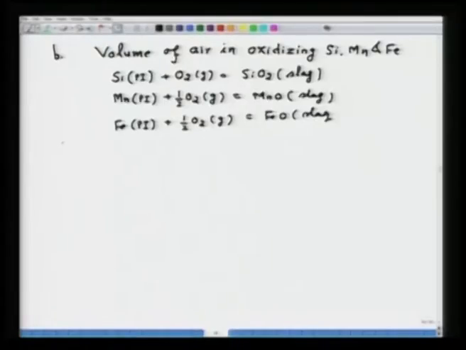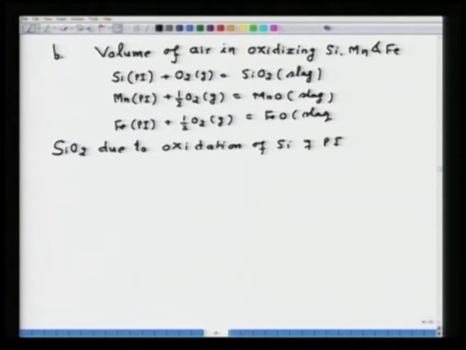Now, say if you want to calculate SiO2 due to oxidation of silicon of pig iron, first of all you have to find out how much silicon content is over there. So, that will be equal to SiO2 from charge minus SiO2 in slag.